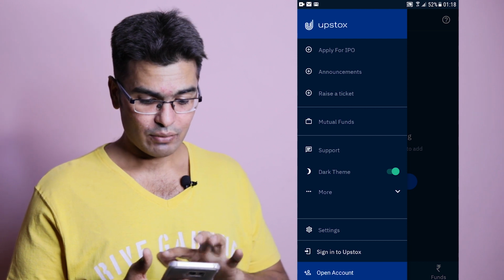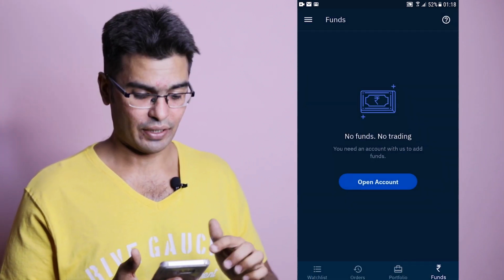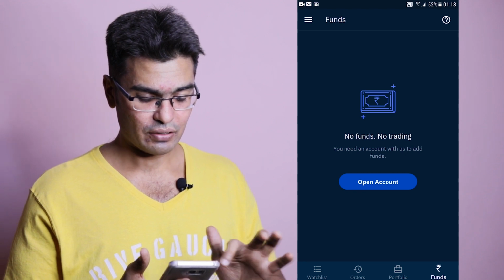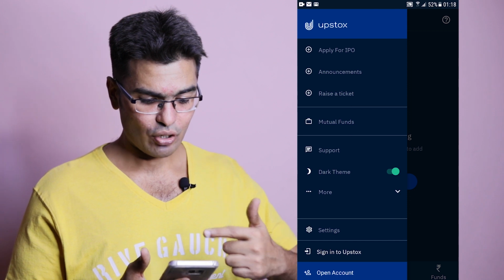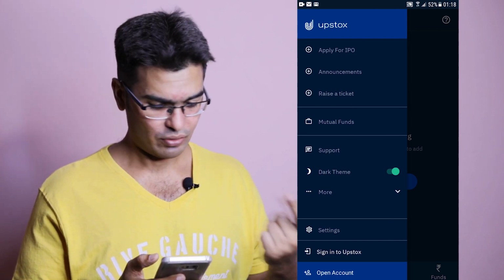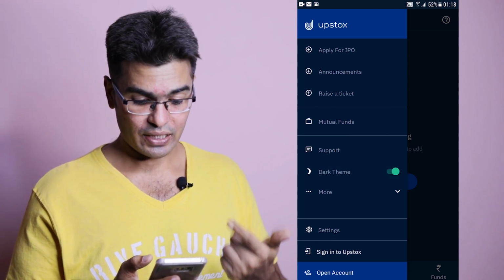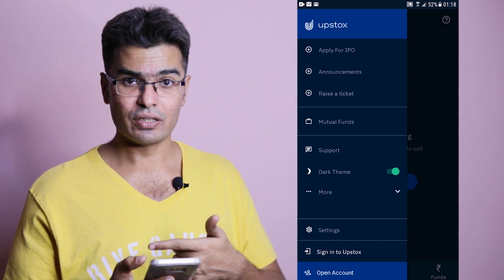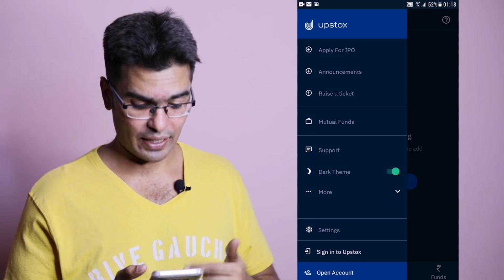Now the last and the most important thing that we need to understand is the settings part of your profile. If you click on these 3 indicators that you are seeing on the extreme left, you can see the different options that are available in Upstox. Starting from, you can apply for an IPO, but don't worry about it right now. Announcements, raise a ticket, meaning in case you are facing any issues with this particular app, you can raise a ticket for them so that they can contact you directly.